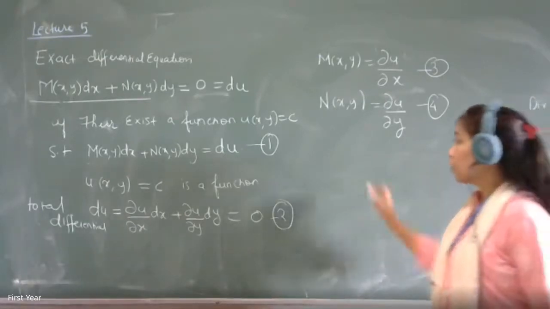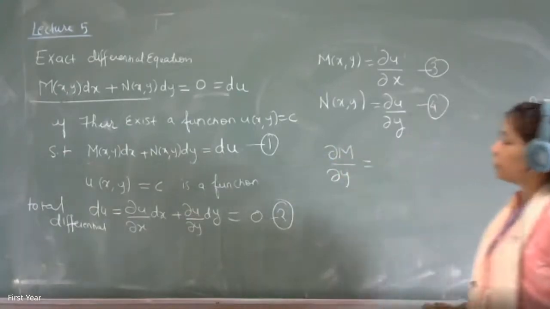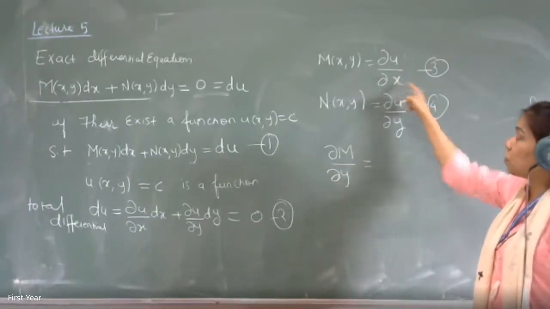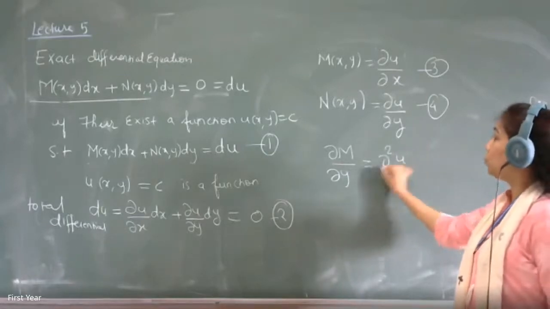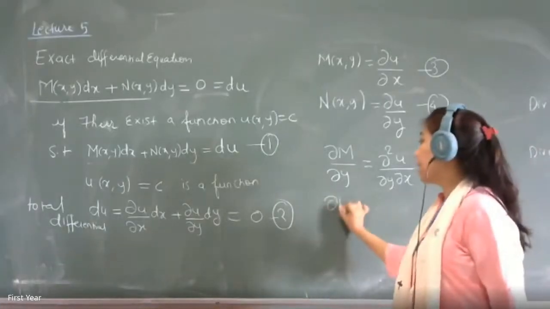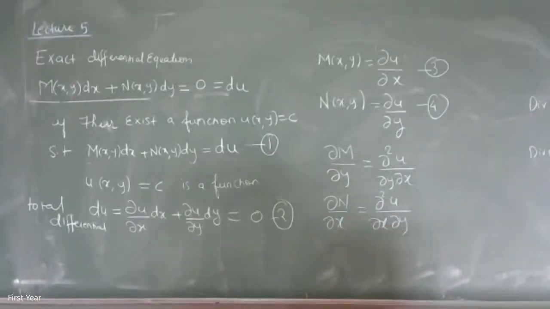So if I now differentiate M with respect to y, what is the derivative of M with respect to y? This is your M. You have to differentiate this with respect to y, so it will become del squared u by del y del x. Understood clearly? Okay. What will be del N by del x? Del squared u by del x del y. So now these functions M and N are differentiable.